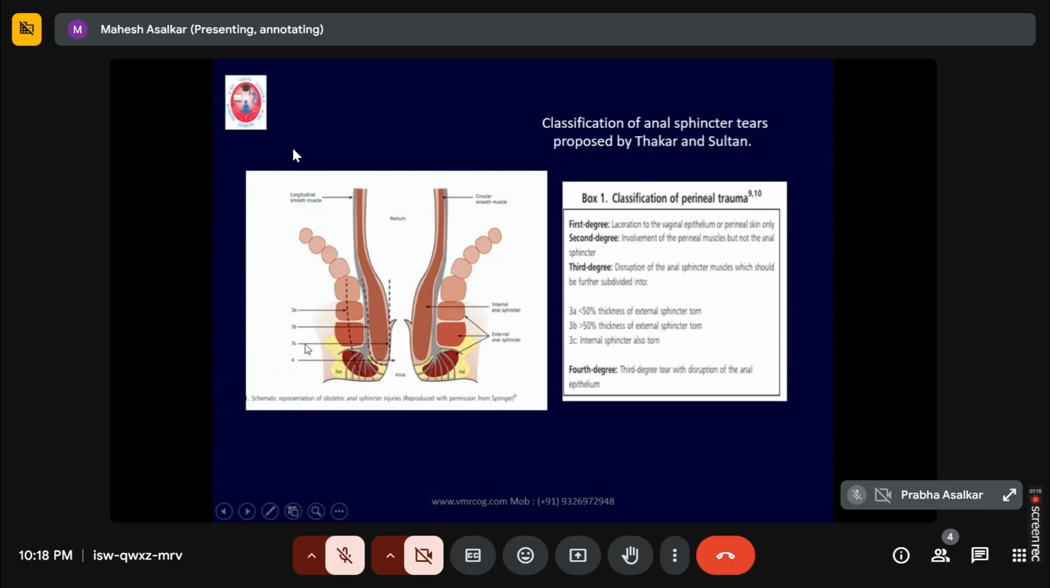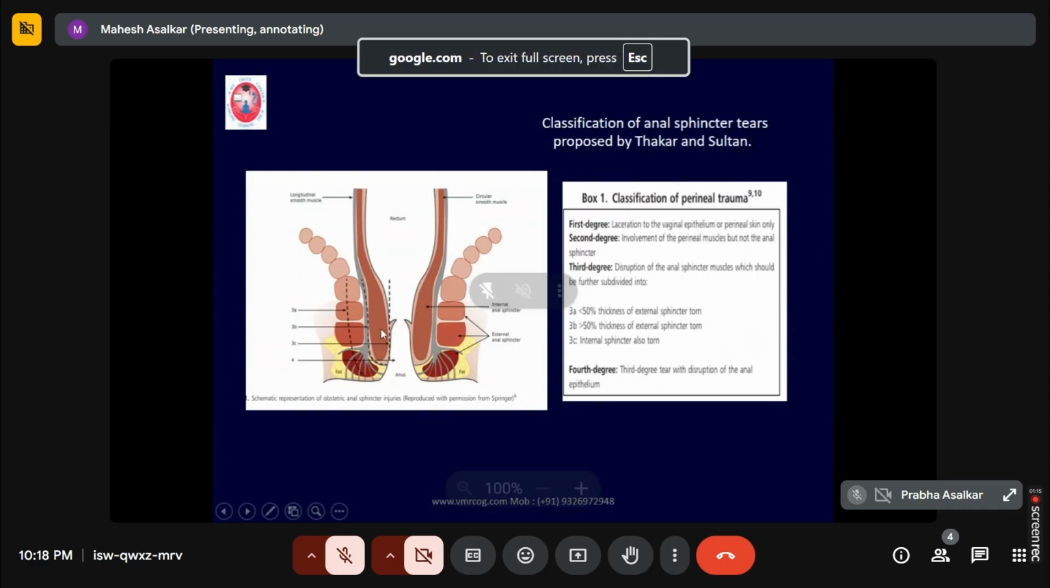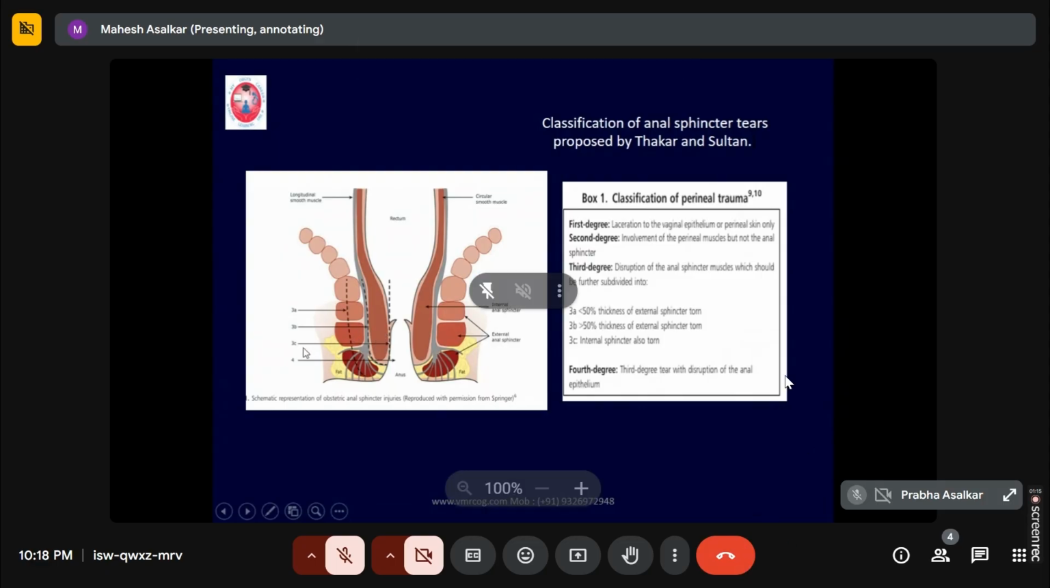And these are the degrees 3A, where this external anal sphincter is up to 50%, 3B when it is more than 50%, 3C when the internal sphincter is also torn. Okay, here you see this is the internal sphincter, this is the external sphincter, and internal sphincter is involved, it is 3C. And when the anal epithelium is also involved, it is fourth degree. Is it clear to you? Yes, sir. Yes, sir.